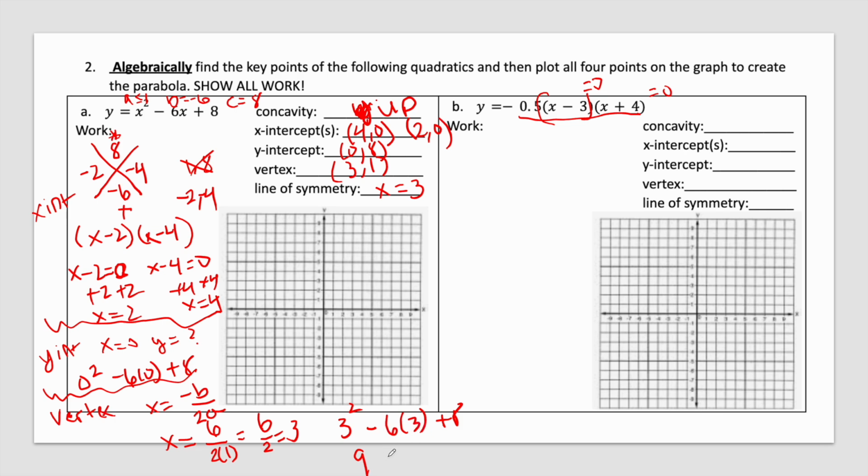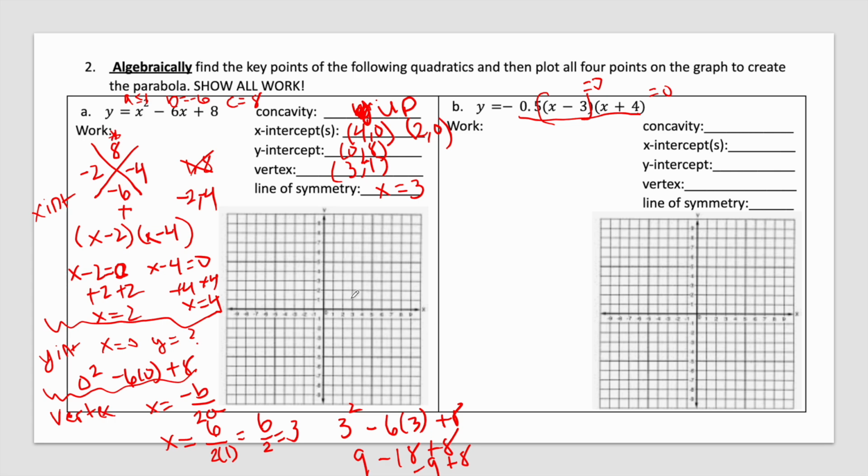Negative 6 times 3 is negative 18 plus 8. 9 minus 18 is negative 9, plus 8 is negative 1. I think I missed that negative up here. So there's all our points.